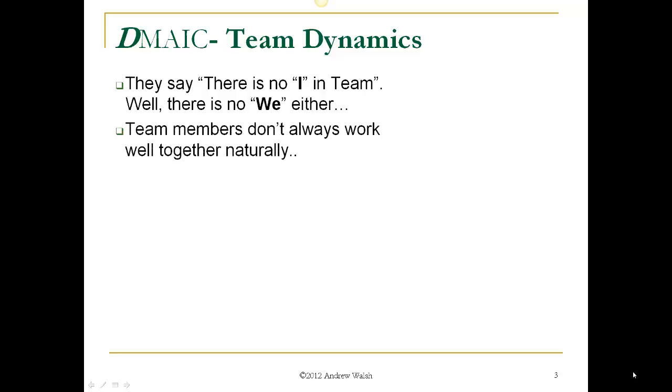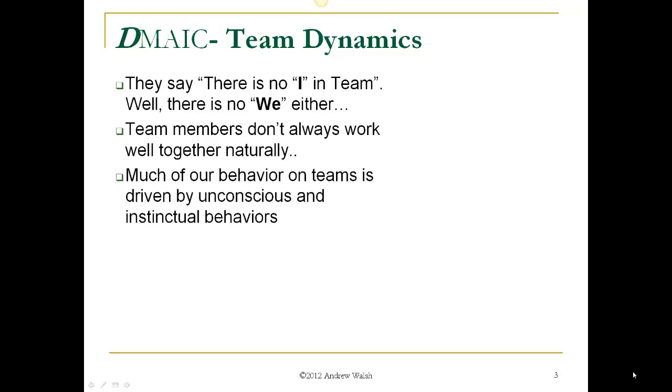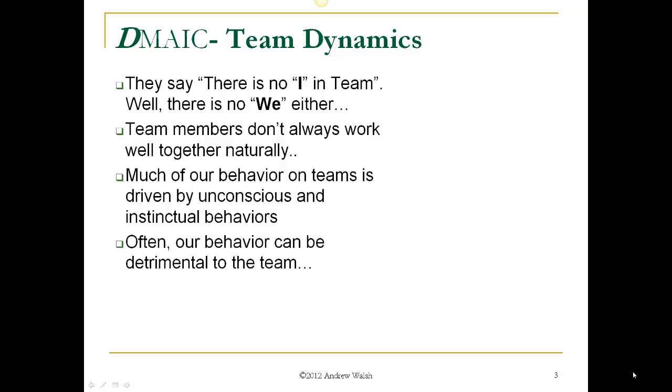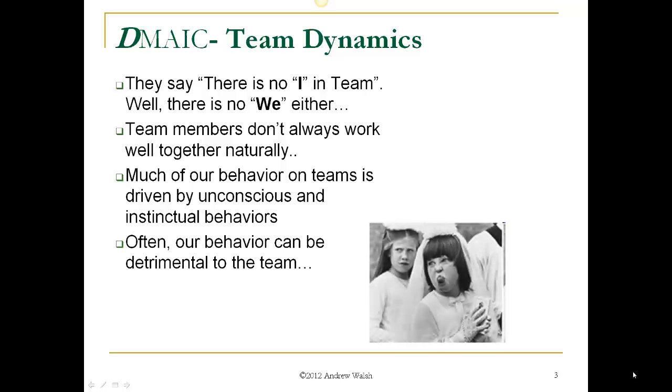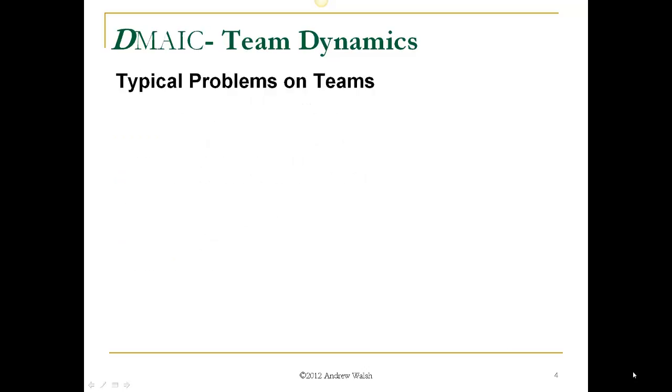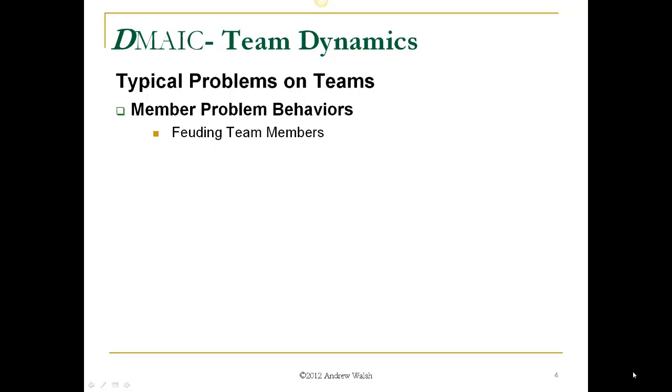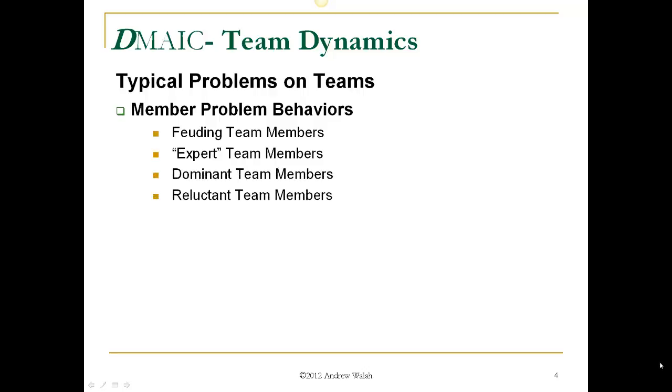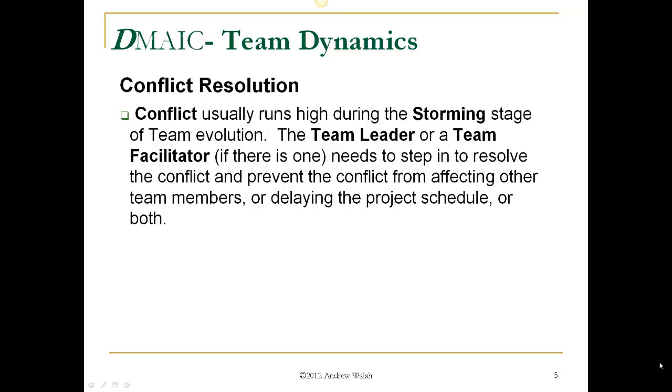Team members don't always work well together, naturally. Much of our behavior on teams is driven by unconscious and instinctual behaviors. Often our behavior can be detrimental to the team. Typical problems on teams. Member problem behaviors. Feuding team members. The expert team members. Dominant team members. Reluctant team members.